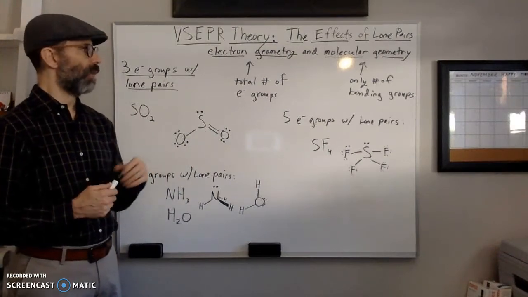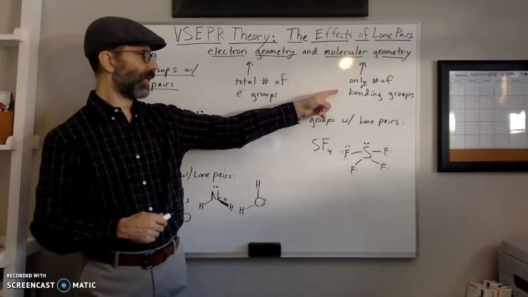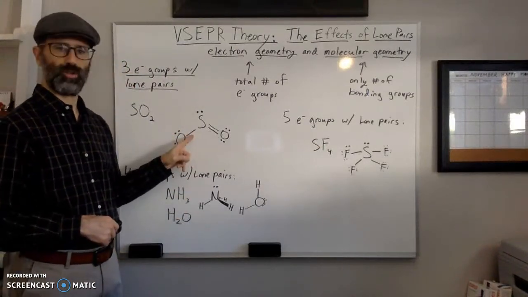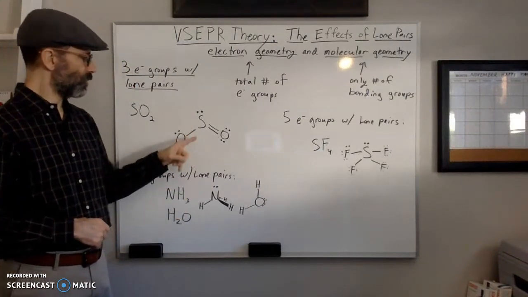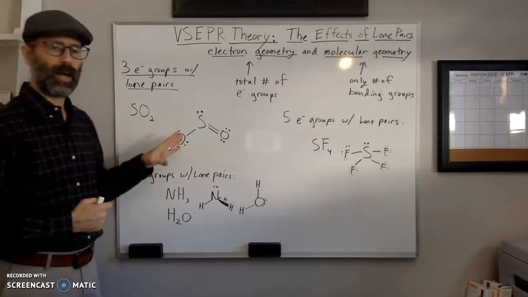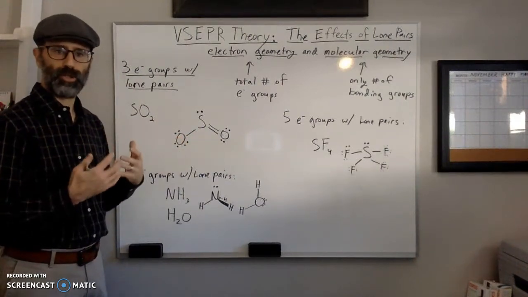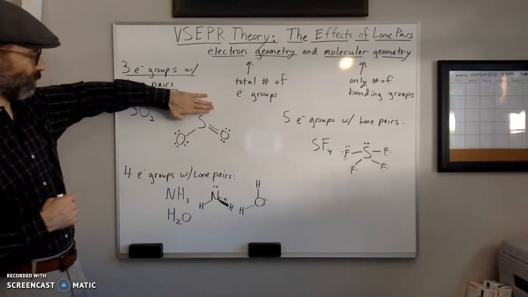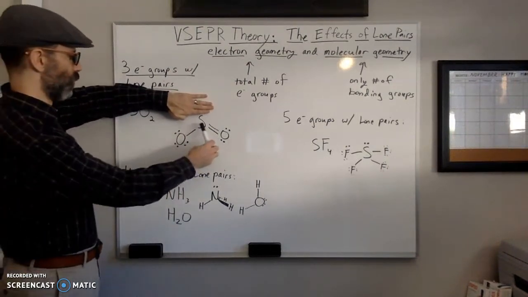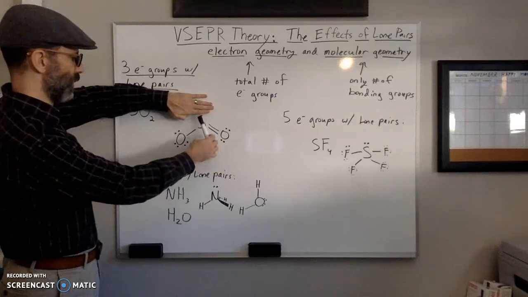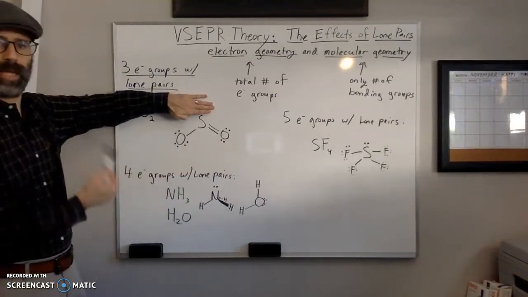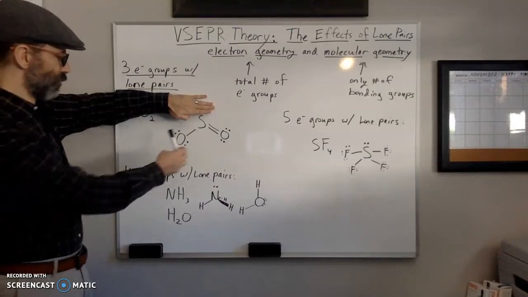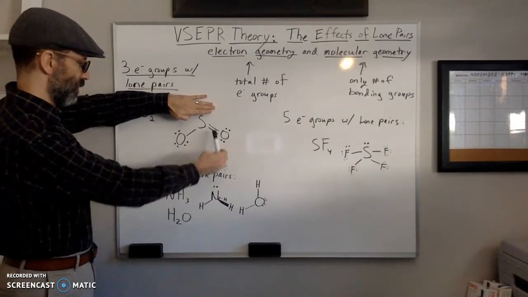When you're talking about molecular geometry, you're only looking at the bonding groups. So I have 2 bonding groups, but I have 1 lone pair. If you think about the molecular shape or molecular geometry being about the atoms, not the lone pairs, you cover up the lone pairs and look at that, and it's a bent shape. So the molecular geometry is going to be called bent, right? Because you've got this bend in the molecule.